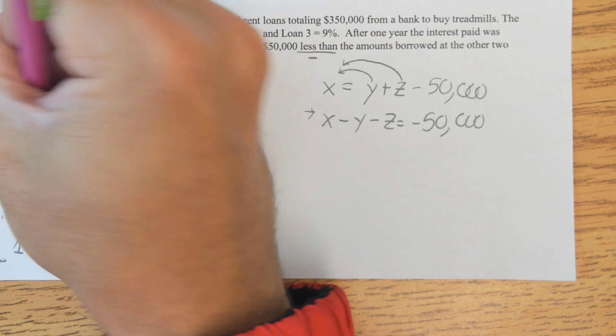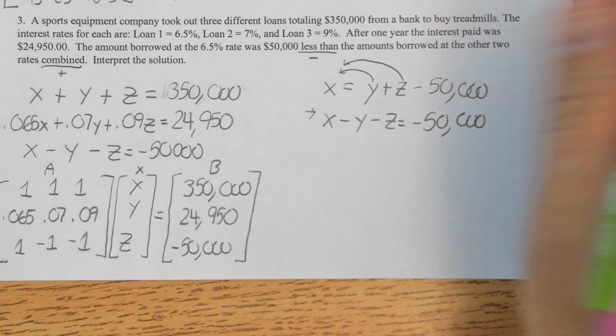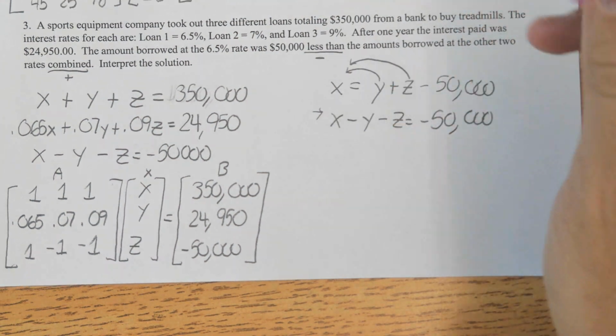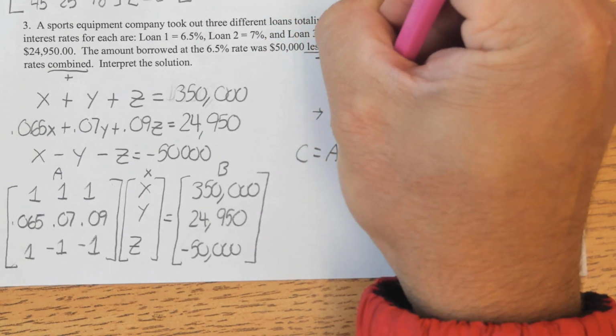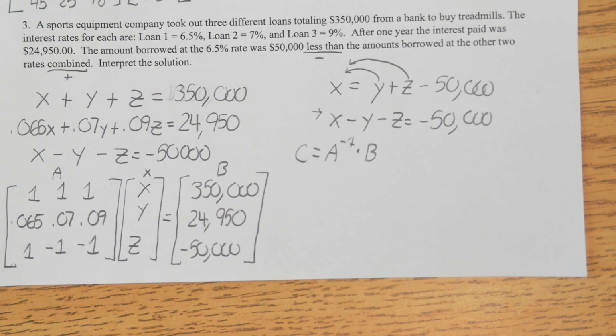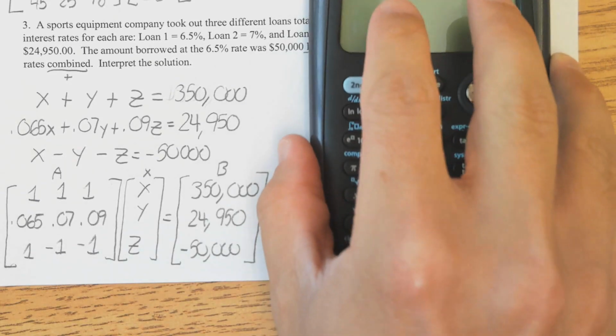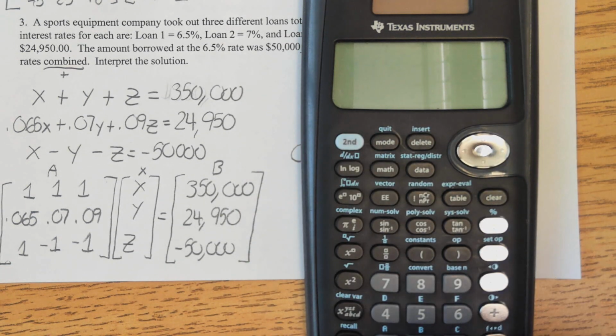Again, A, X, B here. Okay, 3 by 3 system. So how we're solving is we're going to get X equals A inverse times B. So I'm going to go ahead now and plug that into the calculator here. I'm going to go a little bit faster this time because I just showed the last one to you there.